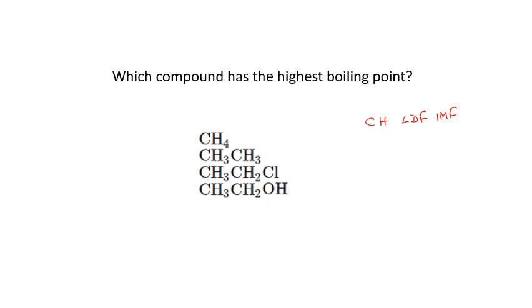Whereas in this case, we have to look for other IMF here. We can see a chlorine, an electronegative element, here. So we will have dipole-dipole interaction here. And in the last one, we can see OH present. So we will have hydrogen bonding. Whereas in the first two cases, only LDF, because we have only carbon and hydrogen. So the one with the highest boiling point is the one with the strongest IMF, which is hydrogen bonding. So the boiling point will be highest for the molecule with hydrogen bonding.